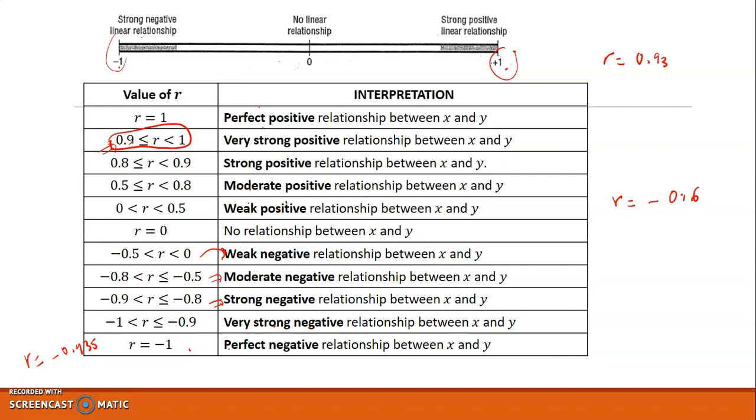Okay, let's say your R value is negative 0.6. How to describe the relationship between two variables? Negative here indicates it is a negative relationship or negative correlation. How to describe the strength? By looking at the magnitude, the number here. So negative 0.6 is located in this range, so it is moderate negative.